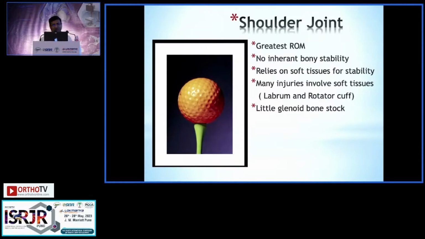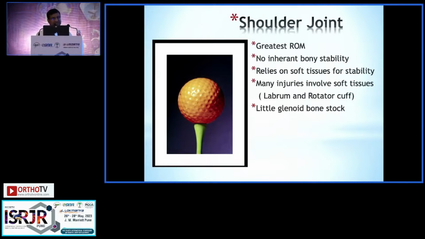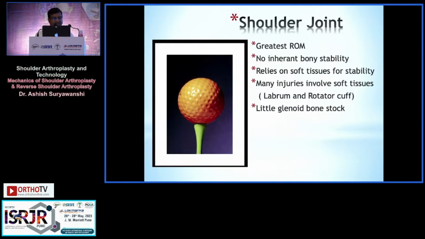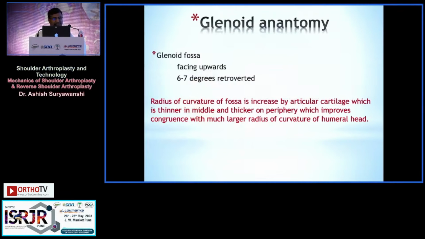The shoulder joint, we all know, has the greatest range of motion. Its stability depends on the rotator cuff, which most of the time gets injured, and the patient presents with cuff arthropathy. Then the glenoid stock is very less. If you see the glenoid anatomy, the glenoid fossa is facing upward and it is 6 to 7 degrees retroverted.